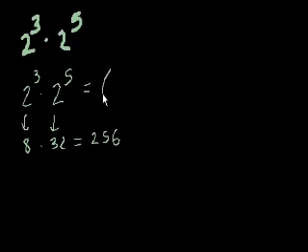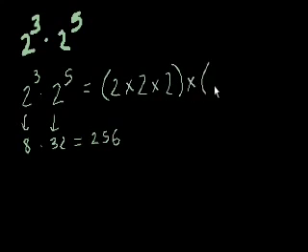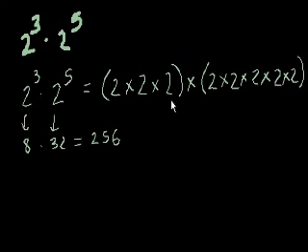2 to the third is 2 times 2 times 2, and we're multiplying that times 2 to the fifth, which is 2 times 2 times 2 times 2 times 2. So what do we have here? We have 2 times 2 times 2 times 2 times 2 times 2 times 2 times 2. Really, all we're doing is multiplying 2 how many times? Well, 1, 2, 3, 4, 5, 6, 7, 8. So that's the same thing as 2 to the eighth. Interesting. 3 plus 5 is equal to 8.